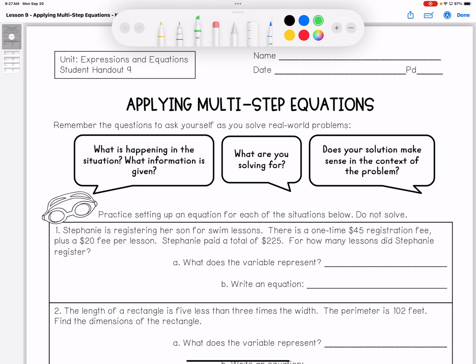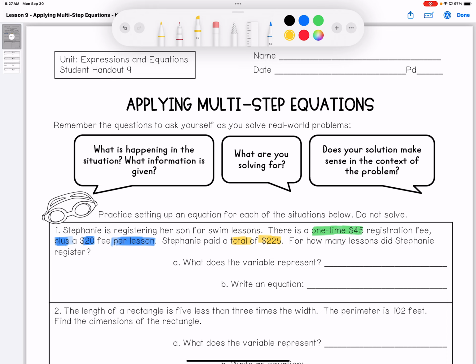Stephanie is registering her son for swim lessons. There's a one-time, we need to highlight or circle that, one-time $45 fee. You're going to pay that no matter what, no matter how many lessons you go to. Plus a $20 per lesson fee. So every time you go to a swim lesson, you're paying $20. You pay that one-time $45 no matter what, and then $20 every time thereafter you go for a swim lesson. And then lastly, she paid a total of $225.